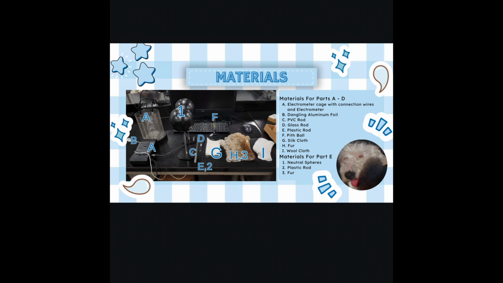Now for the materials for part E. We have two neutral spheres, which are what we are attempting to charge in the last part, a plastic rod, which is also in the materials for parts A through D, labeled as E, as well as the piece of fur labeled as H from materials for parts A through D.